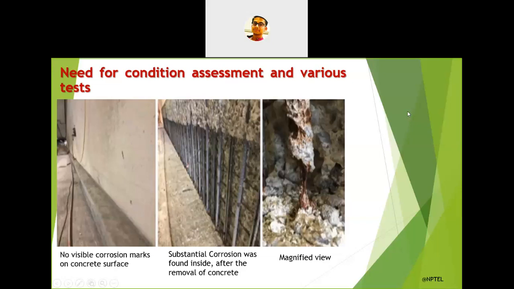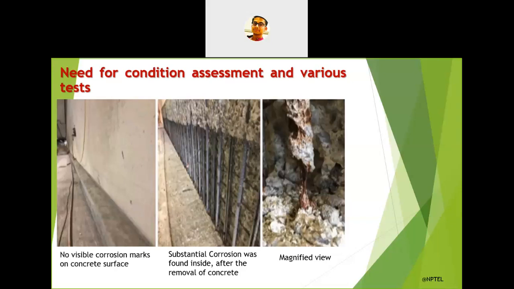So now I'll show you what is the need of condition assessment and the various tests. This is a case study that you can see in the left side picture. You can see there are no visible corrosion marks on the concrete surface. Generally, when any reinforcing steel bar gets corroded, there is a significant volume increment, and this volume increment gives a pressure to the concrete surrounding the bar, and the concrete surface starts cracking, followed by falling out.